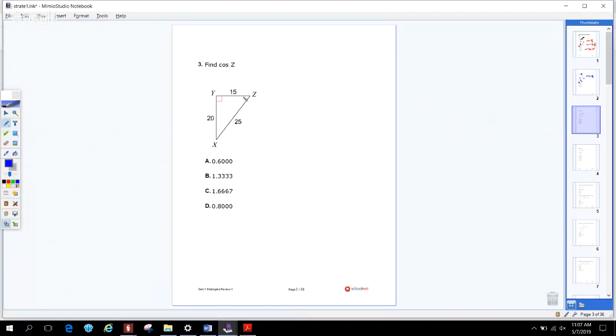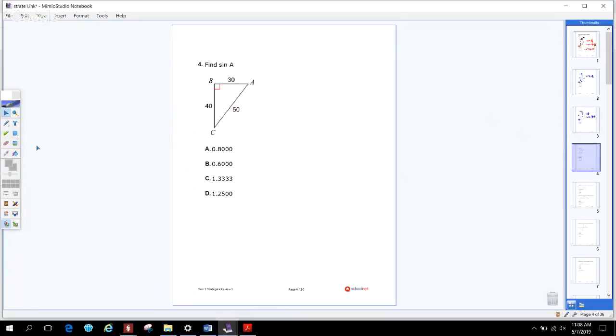Here it says cos Z. Z is our theta, the angle we're talking about. Here's our right angle. So this is our hypotenuse, our opposite, and our adjacent. Cosine is adjacent over hypotenuse, so CAH TOA. So I've got cos Z equals adjacent, which is 15, over hypotenuse, which is 20. That's 3 over 4... 15 divided by 20 is 0.6 again. I don't know why that worked out that way, but it did.